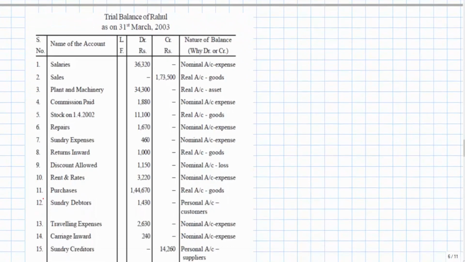So let's check, we have various items, so we'll cross check them. So here is the format of trial balance. Trial balance of Mr. Rahul as on the particular date, that is 31st March 2003. So you have serial number, name of the account, ledger folio, debit column and credit column, and here it is just an explanation column. This is what we discussed, that is we have to identify why an account is debit or credit. Basically they come under the classification of golden rules of accounting, that is either nominal, real or personal. So for that reason, the accounts are either going to have debit balance or credit balance.